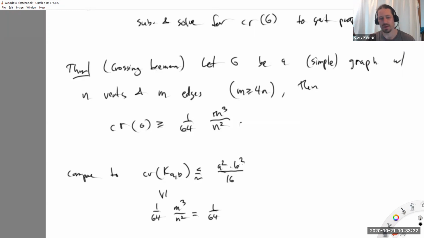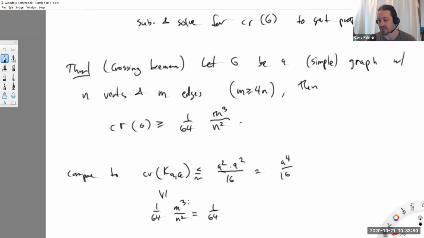Okay, let's say they're both equal to n, just so that they're equal to each other is the point. So I have a K_{n,n} or K_{a,a}. Let's actually just erase to do this, so we can actually compare. If we take K_{a,a}, then it's a squared times a squared, so a to the 4th over 16. And then here we have 1 over 64 M cubed, where M is the number of edges.